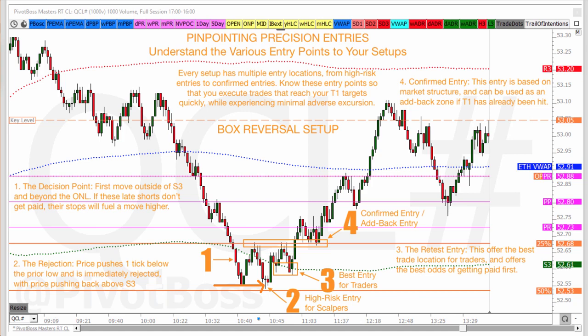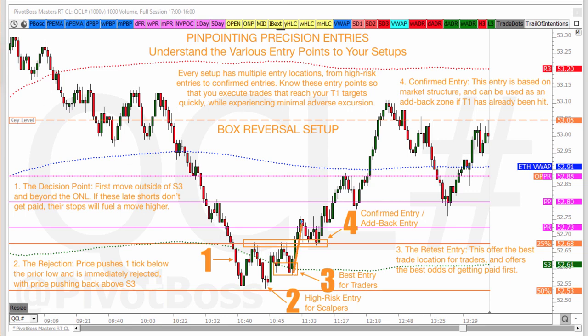I'd rather look for this entry here. It's after this rejects and squeezes, after the squeeze bar, the first shakeout leg or the shakeout legs back down, that's your entry. That's a retest entry. So the best entry for traders is number 3. That's what I call the retest entry. So after the squeeze, the retest is here, the retest is here. That's your best entry scenario. It offers the best trade location.